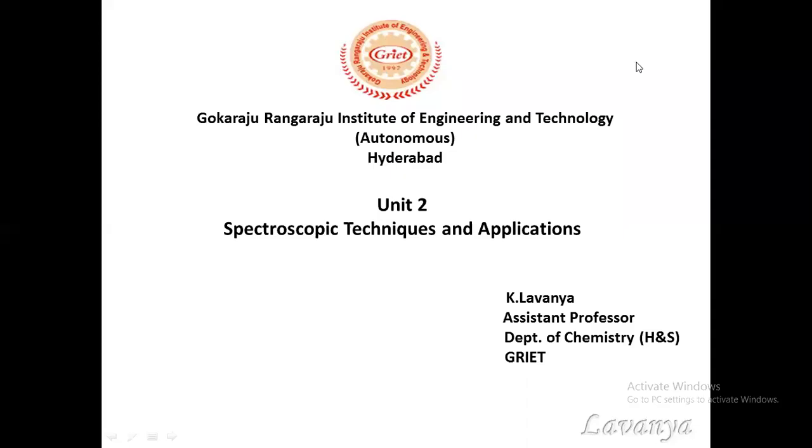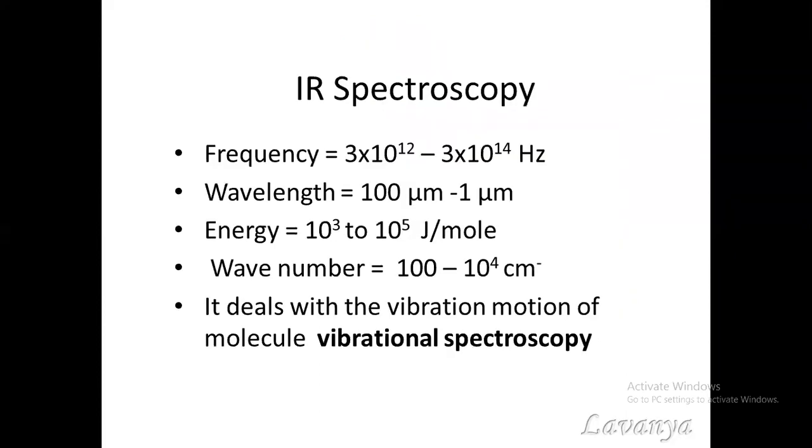Welcome dear students. In this video, I'm going to discuss another type of spectroscopic technique, which is IR spectroscopy. IR radiation energy ranges from 10^3 to 10^5 joules per mole, and this energy is sufficient to exhibit transitions between the vibrational energy levels of a molecule. So hence IR spectroscopy can also be called vibrational spectroscopy.